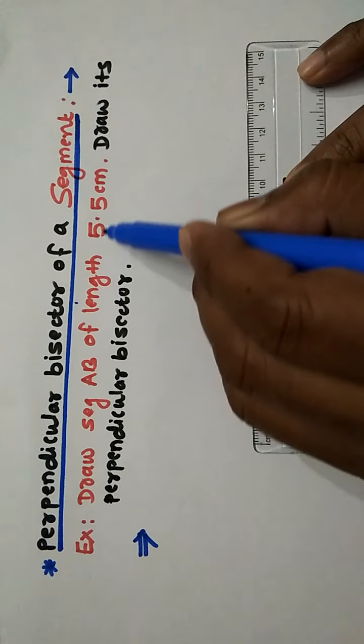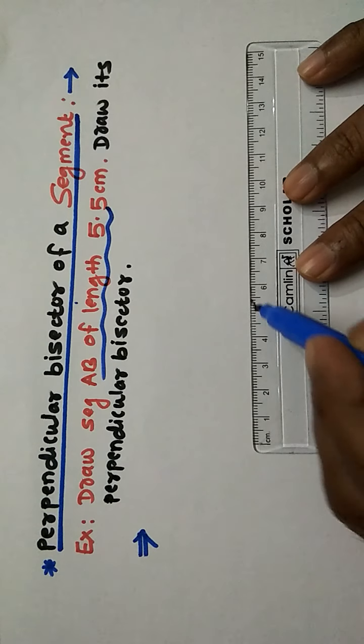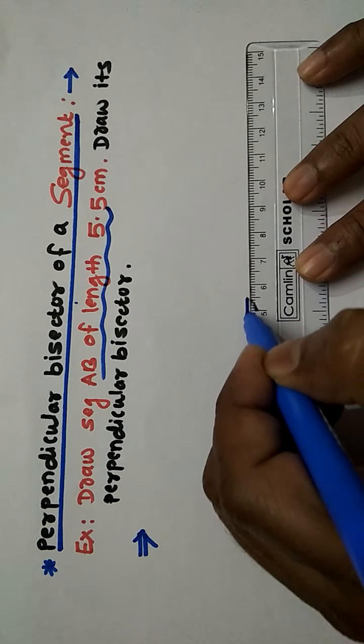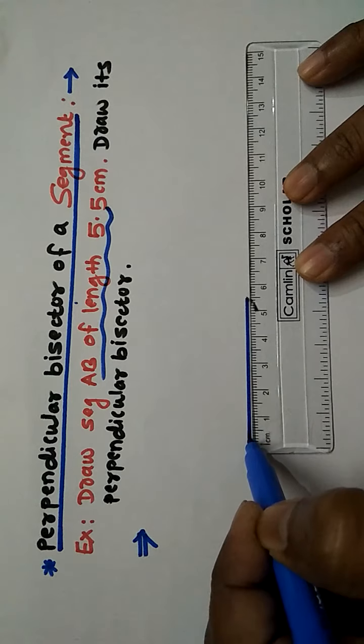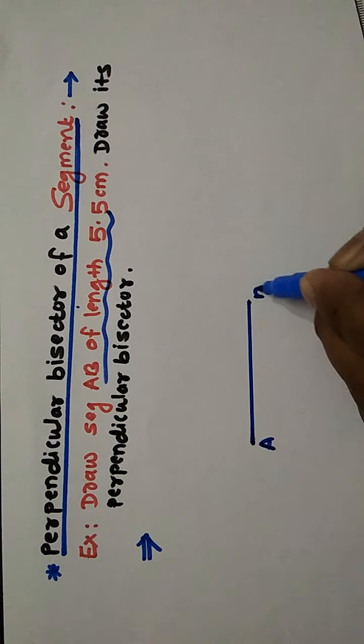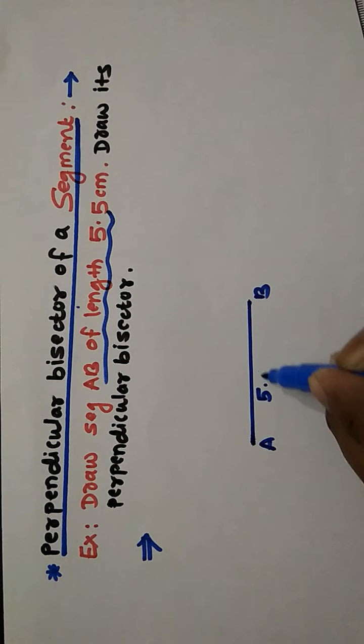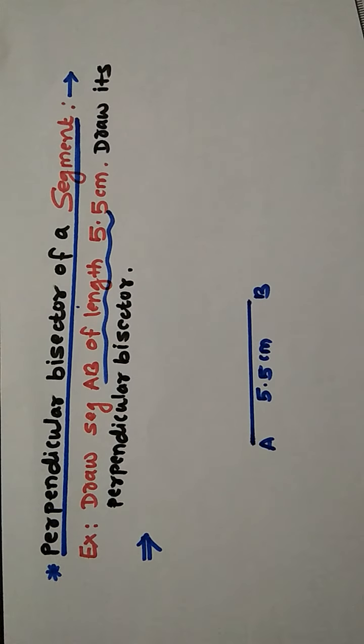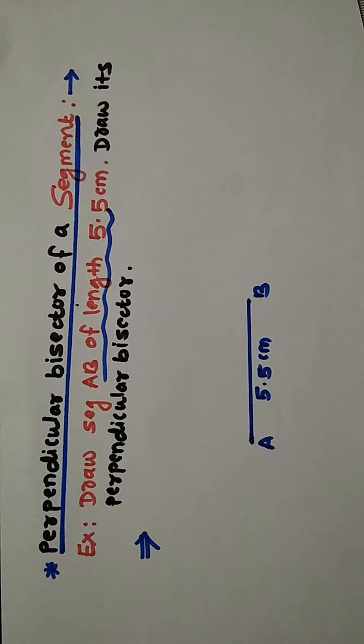Draw segment AB of length 5.5 centimeter. First we draw segment AB of 5.5 centimeter, named segment AB, which has length 5.5 centimeter. Now draw its perpendicular bisector. How can we draw the perpendicular bisector of this segment?